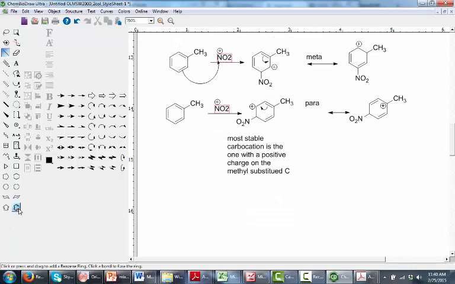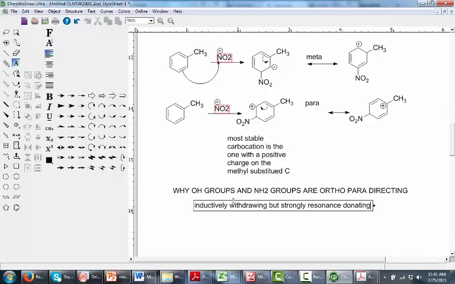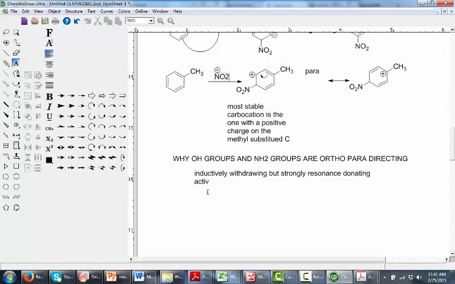I want to talk now specifically about why phenols, and why OH groups and NH2 groups, are ortho-para directing. Just to remind ourselves, based on the activating and deactivating discussion, these are inductively withdrawing but strongly resonance donating, so that's why they're overall activating and ortho-para directing. So let's go through why that is the case.